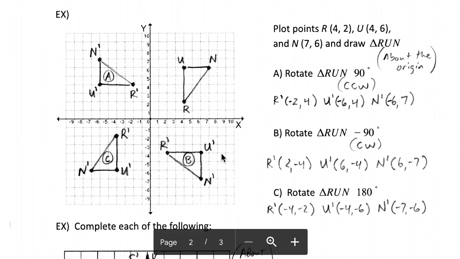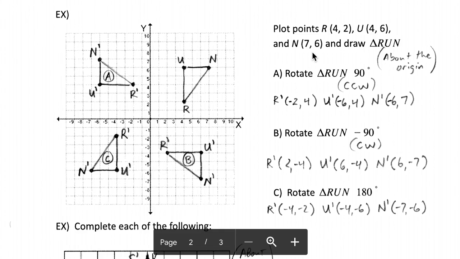Lastly, let's do a 180 degree rotation, starting back again with our original triangle. So taking R, which was at (4, 2), and not swapping them, but just making them the opposite, gives us (-4, -2). So plot our R there. Then we got U, which was at (4, 6), and we'll make each of them the opposite, don't swap. So (-4, -6). Plot that.